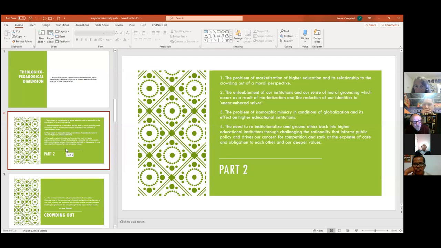For all of you who enjoy, like me, reading social theory, I'm also going to touch on the problem of what is called in the social theory isomorphic mimicry. In other words, the fact that institutions tend to mimic what we think of as the best practice or the practice that has the highest status. And of course, neoliberal globalization has the highest status in modernity.